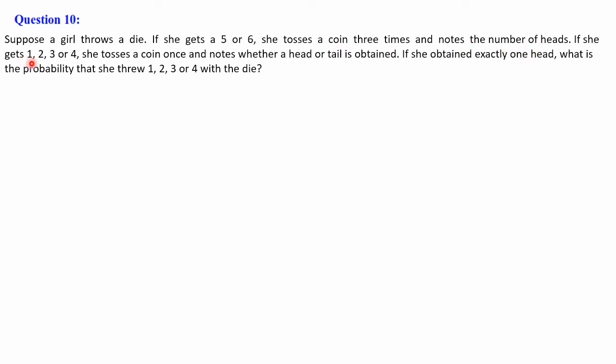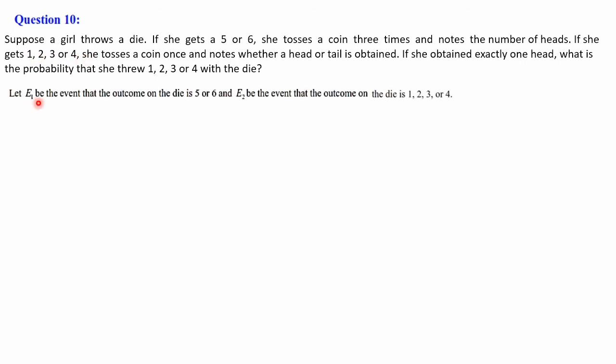And in the second case, whether she is getting 1, 2, 3 or 4 also, she is tossing a coin. In that case also, she will get a head. And we have to calculate, if she obtained exactly 1 head, what is the probability that she threw 1, 2, 3 or 4 with the die, means the second category. So let's define E1 and E2. Let E1 be the event that the outcome on the die is 5 or 6. This is the first one given to us. And E2 be the event that the outcome on the die is 1, 2, 3 or 4.